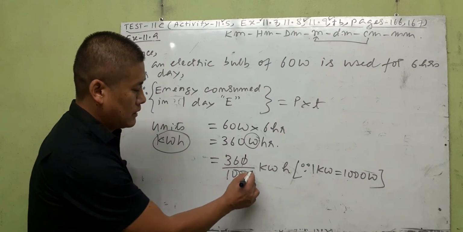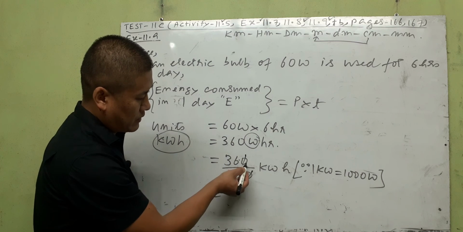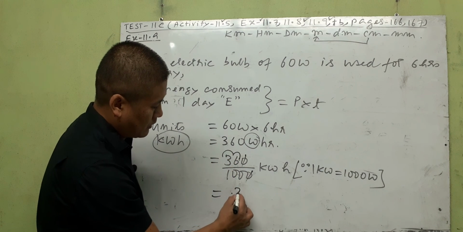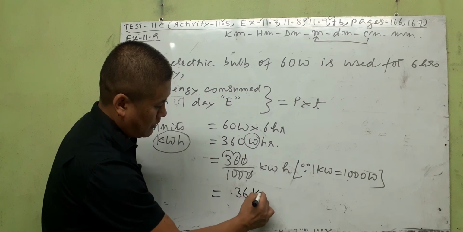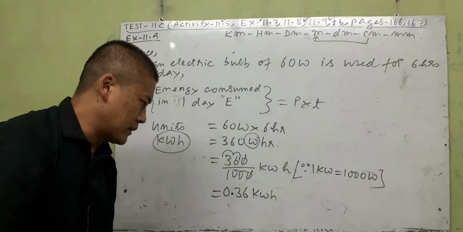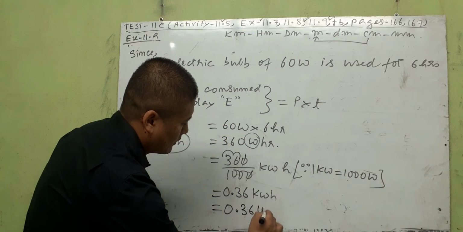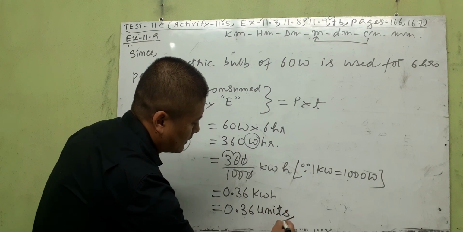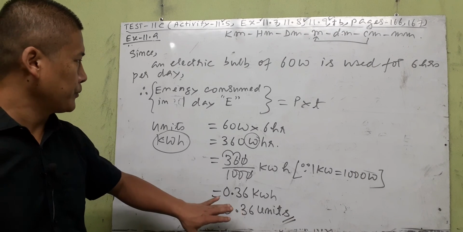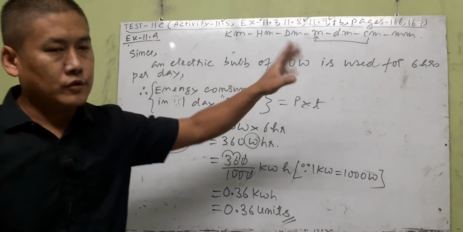So this 0 can cancel. Then 2 more 0s divided means decimal moves left. Multiply means right, but divide means left. So 1 to come to the left of 3, so 0.36 kWh. You can just put your 0 also to make it clear, 0.36 kWh. So kWh is written in the electricity bill simply as units. Units means kWh. So 0.36 units of energy was consumed by this 60 watt bulb in 1 day when it is switched on for 6 hours.